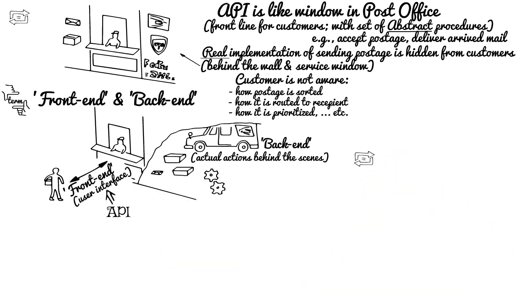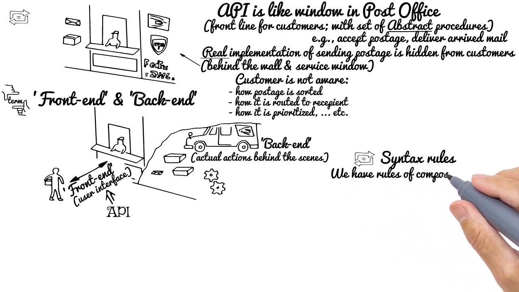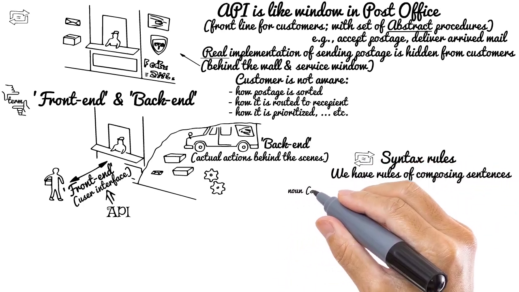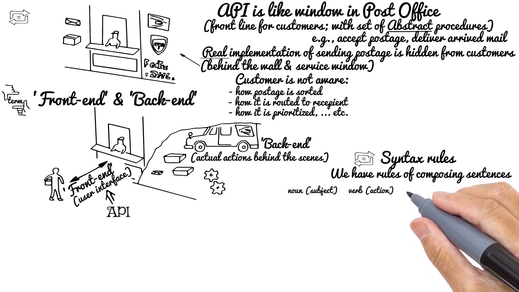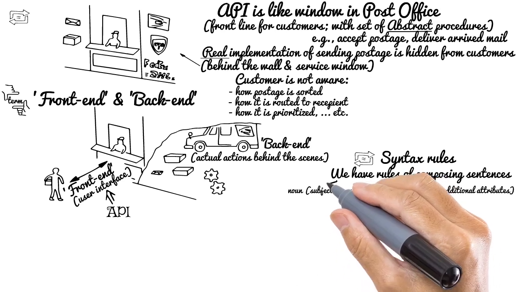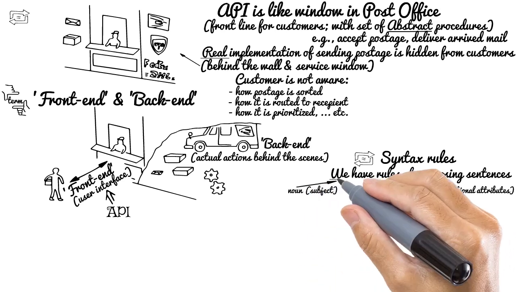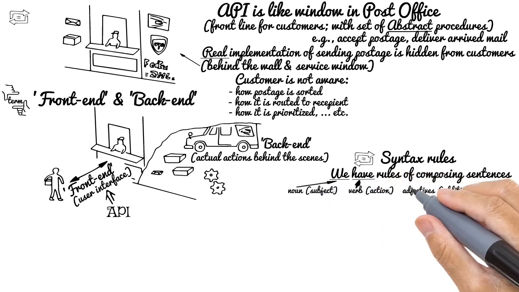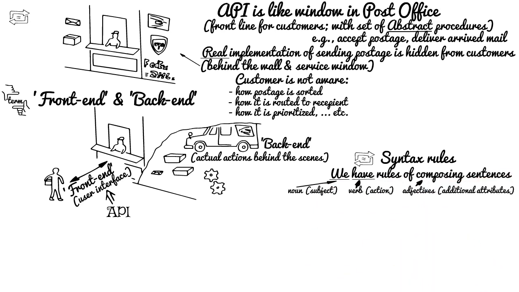When we write sentences in a certain language, for example English, we have rules of composing sentences. We need to include nouns, subjects, verbs, actions, adjectives with additional attributes to comprehensively express an idea between several people. Like the sentence which I've just used, it has the noun we, the verb have, and adjectives, additional words. So you as a listener can understand what idea I want to share with you.